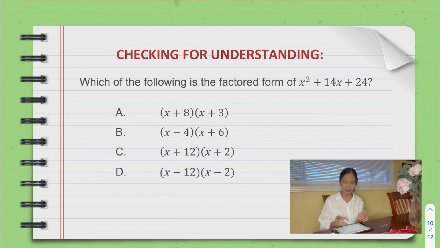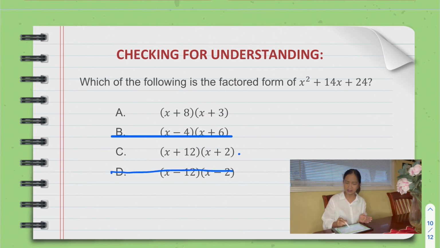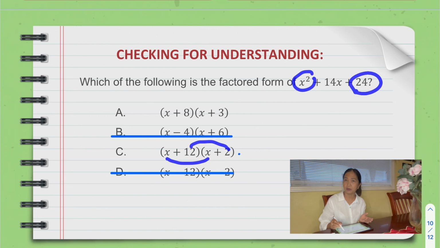Look at your choices. These are both positive. It's a possible answer. This is negative and positive, so you might want to strike that out already. These are both positive. C is both positive, so that's fine. D, they're both negative, so that is not a possible answer. All right? And then go ahead and use the diamond method. When you use the diamond method, you know that if you multiply x and x, that gives you the x squared. If you multiply 12 and 2, that gives you the 24.